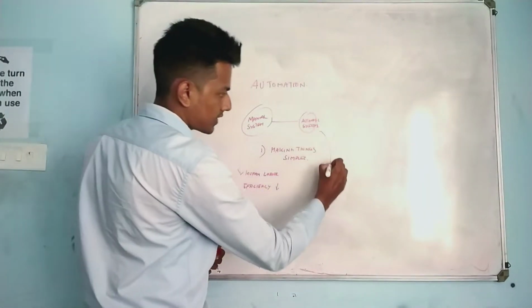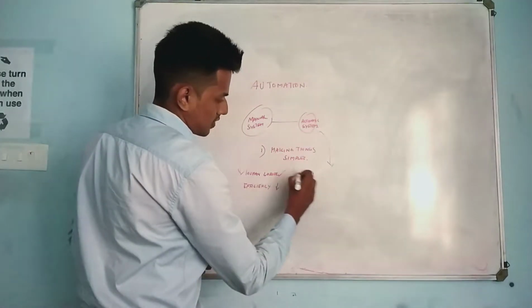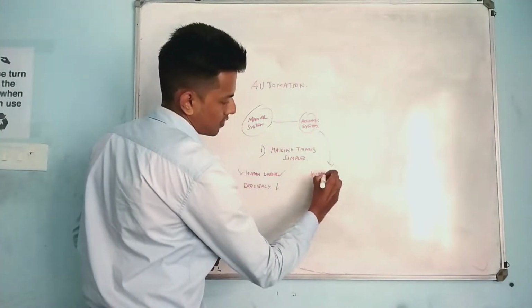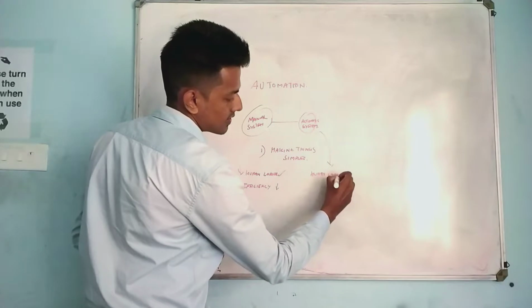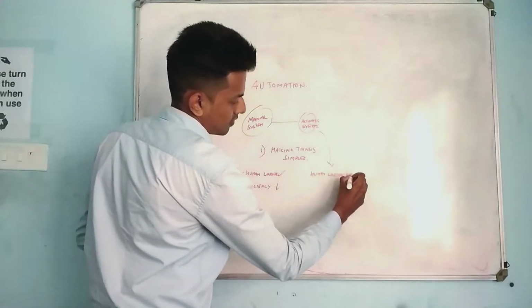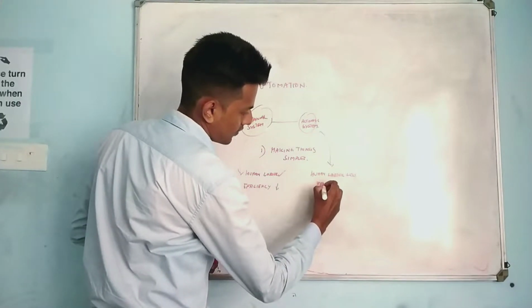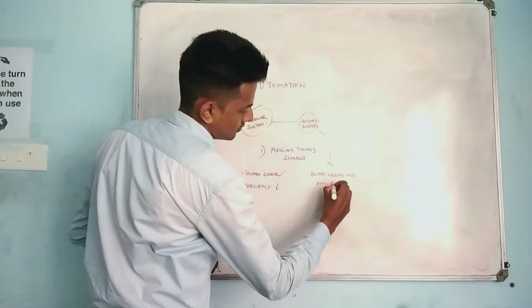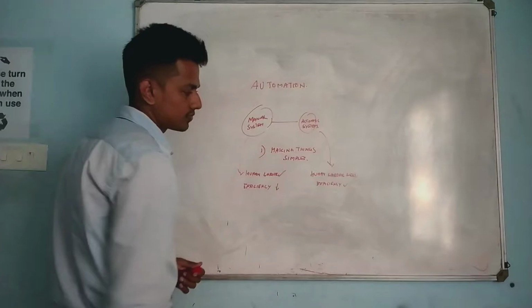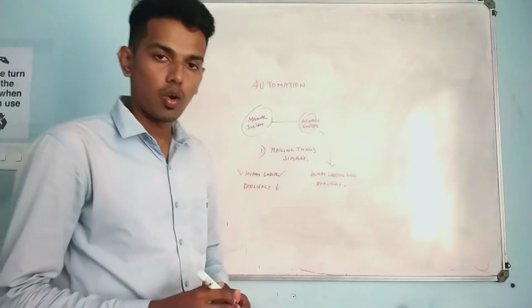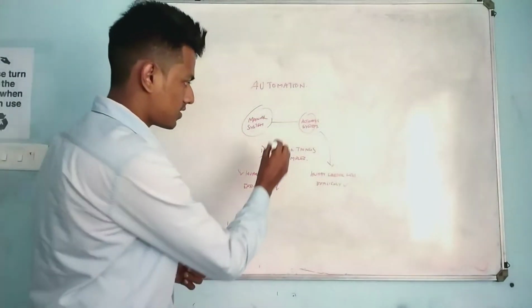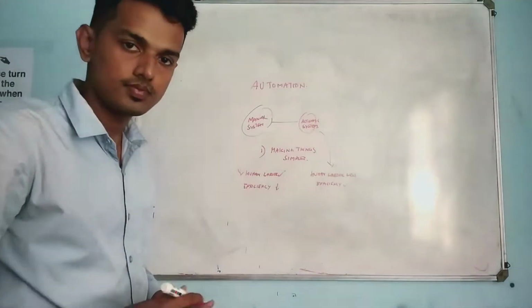But in an automatic system, human labor is less. Therefore, efficiency is more. Now, for that purpose, this automation is used.